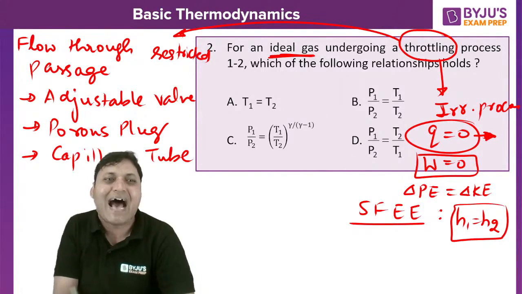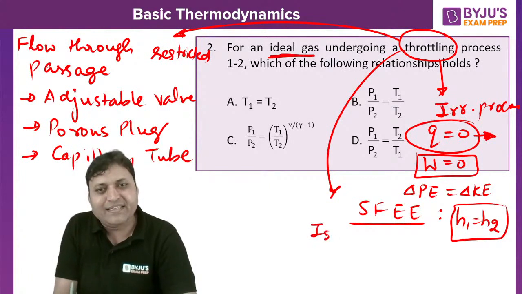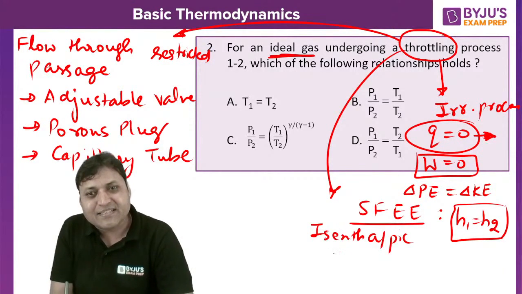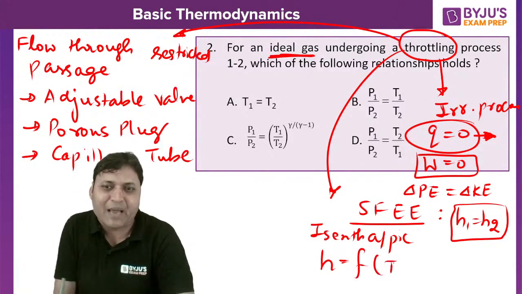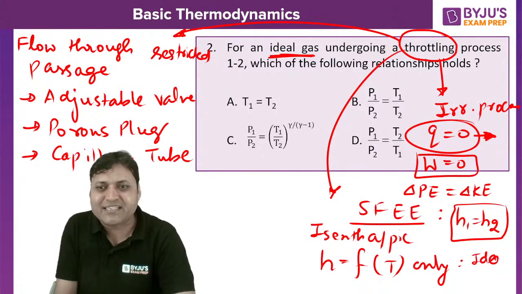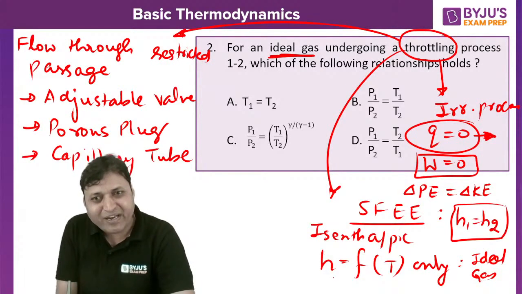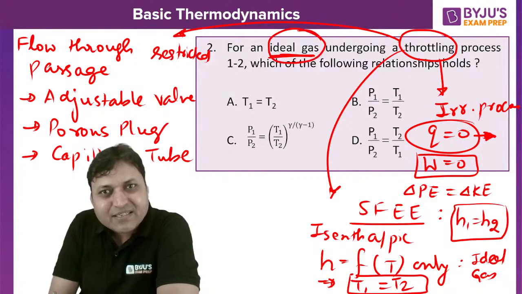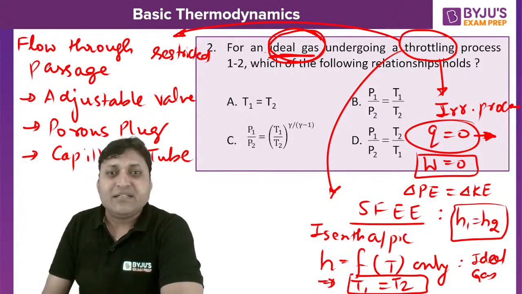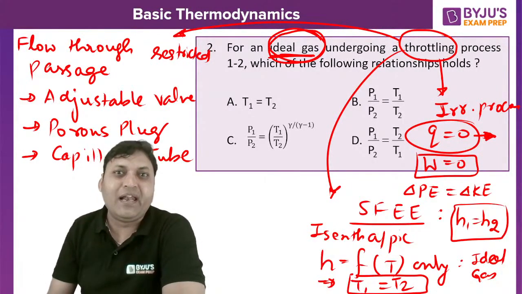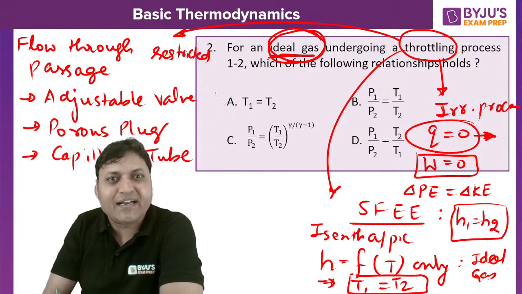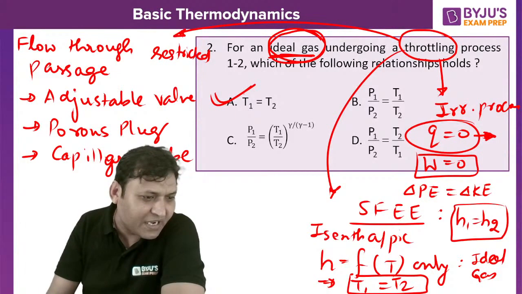Throttling is also called isenthalpic. Because it is an ideal gas, H is a function of temperature only. For an ideal gas, H is a function of temperature only, and because H1 is equal to H2, T1 will be equal to T2. So for an ideal gas, throttling will give the same temperature at inlet and outlet. Option A is the correct answer. It is option A which is correct.